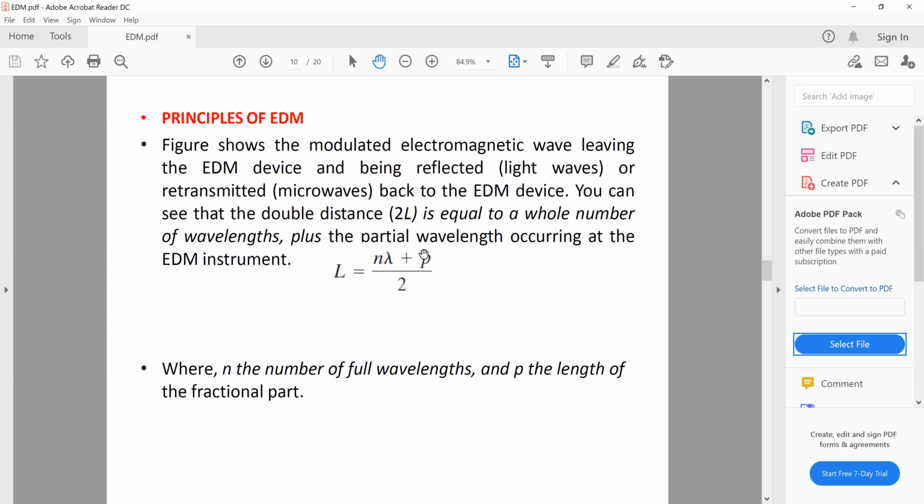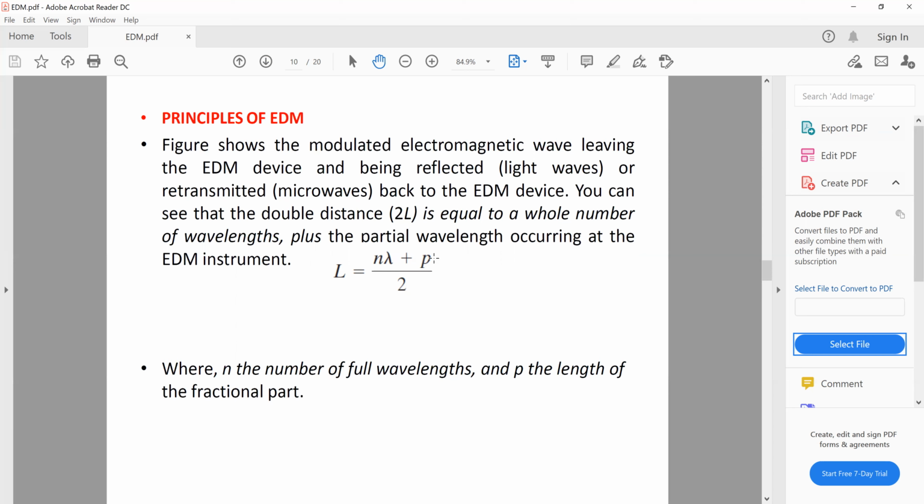And in the numerator, what you have is total distance in the form of wavelengths. Now, there is this concept of full wavelengths and the partial wavelengths.